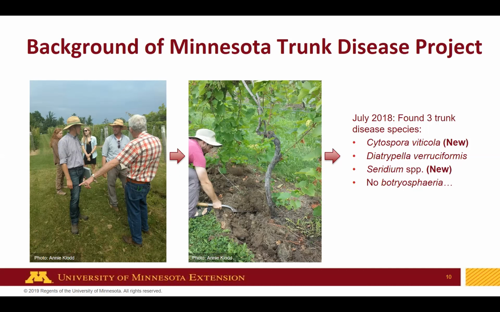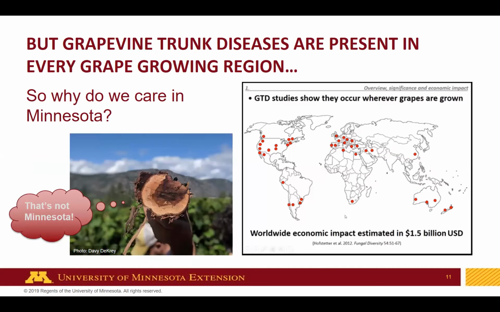From that vineyard that we sampled in July 2018, we did find three different trunk disease genera, and we found Cadophora, we found Cytospora, and we found Diatrypella. We did not find any Botryosphaeria in that vineyard. But grapevine trunk diseases are present in every grape growing region. As we know, if we listen to the December 2018 Northern Grapes Project webinar, where that screenshot on the right is from, they're all over the place.